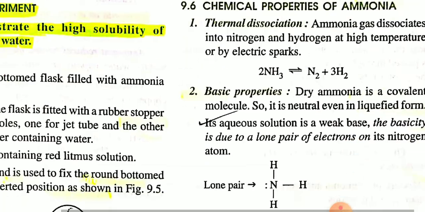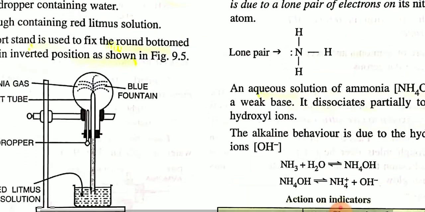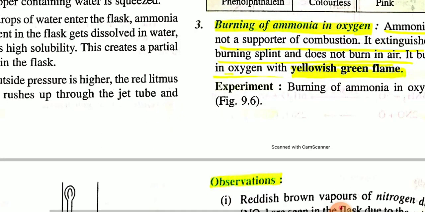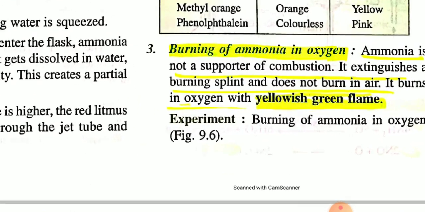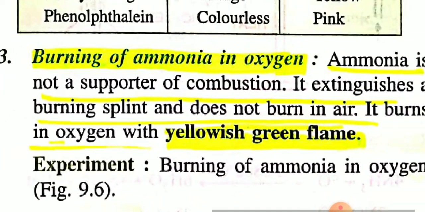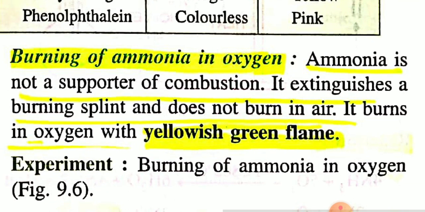Now, ammonia is a basic gas. First see the burning of ammonia gas in oxygen. Ammonia is not a supporter of combustion. It extinguishes a burning splint and does not burn in air. It burns in oxygen with a yellowish green flame.